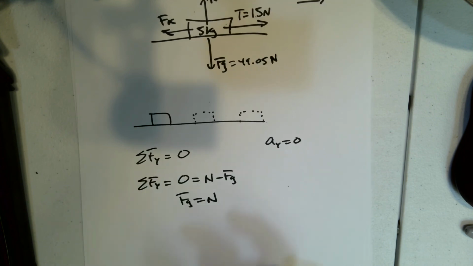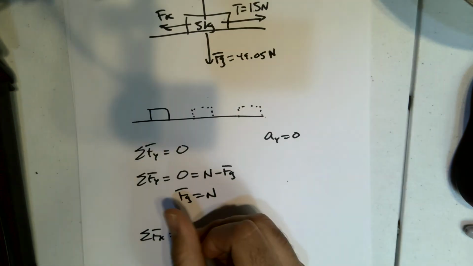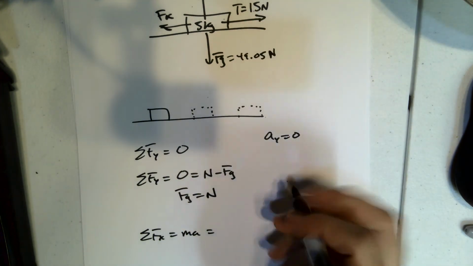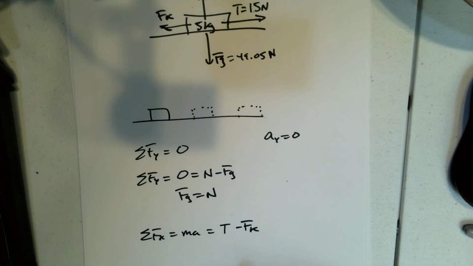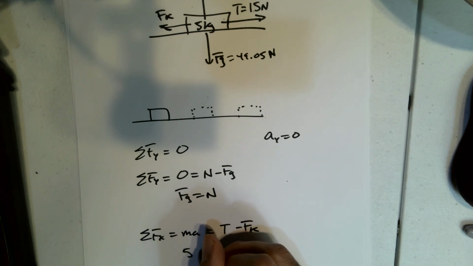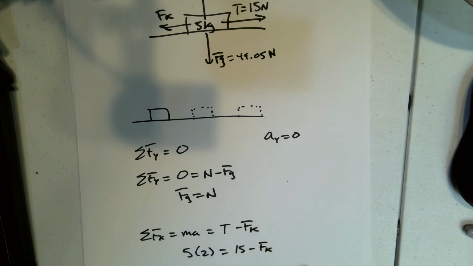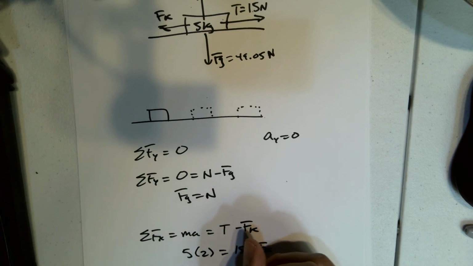That's the x direction. So if I do sigma F in the x direction, our acceleration is 2. We'll write ma. Again, this is our opportunity to write tension, which is positive, and friction, which is negative, because they're to the right and to the left. And now we can put in numbers here. So my mass is 5, my acceleration is 2, my tension is 15, and my force of kinetic friction is unknown. So if I move Fk over there, it'll be positive. Subtract 10 from both sides, I get 15 minus 10. I guess the force of kinetic friction is 5 newtons.